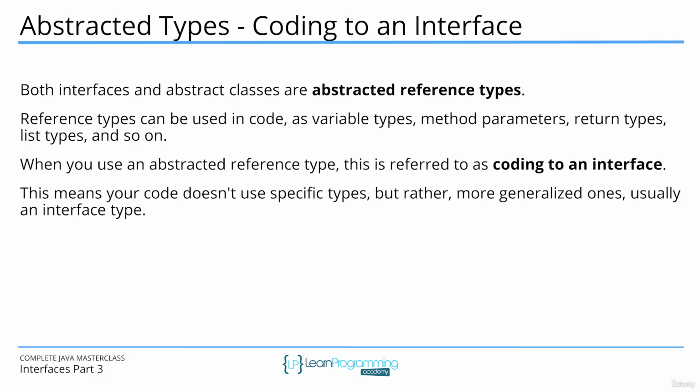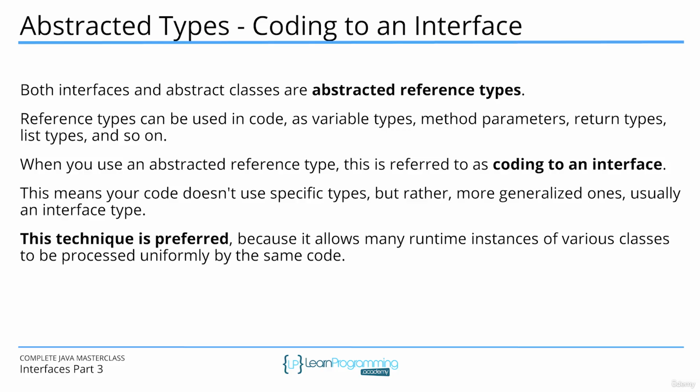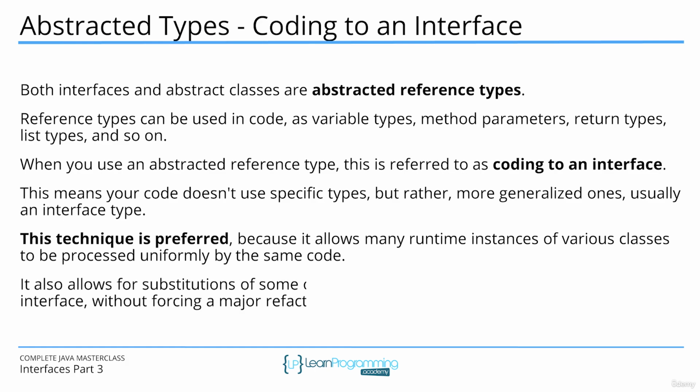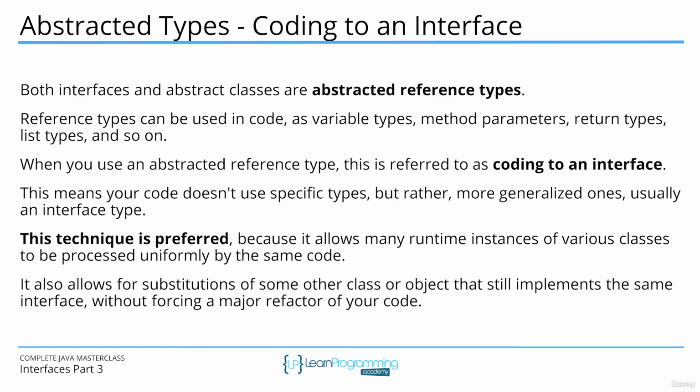This means your code doesn't use specific types, but rather more generalized ones, usually an interface type. This technique is preferred because it allows many runtime instances of various classes to be processed uniformly by the same code. It also allows for substitutions of some other class or object that still implements the same interface without forcing a major refactor of your code.